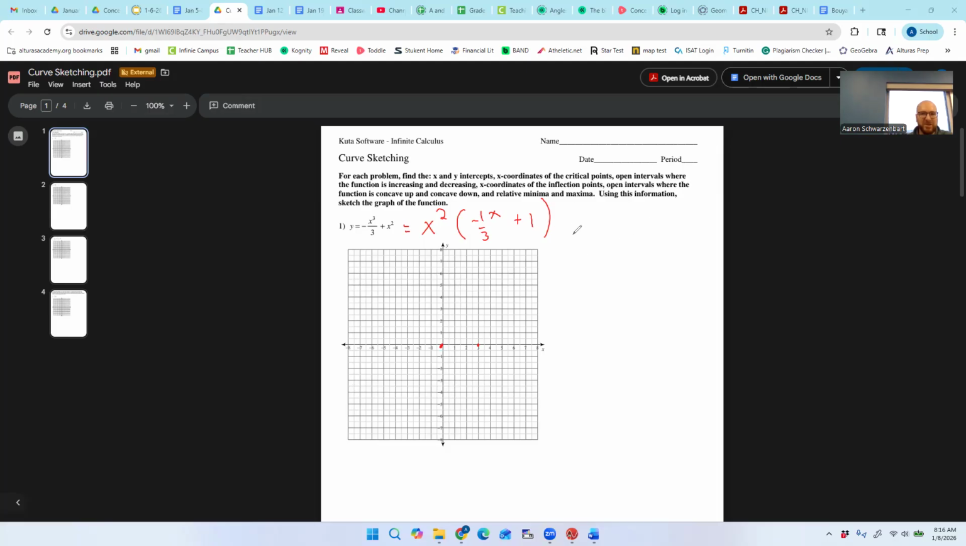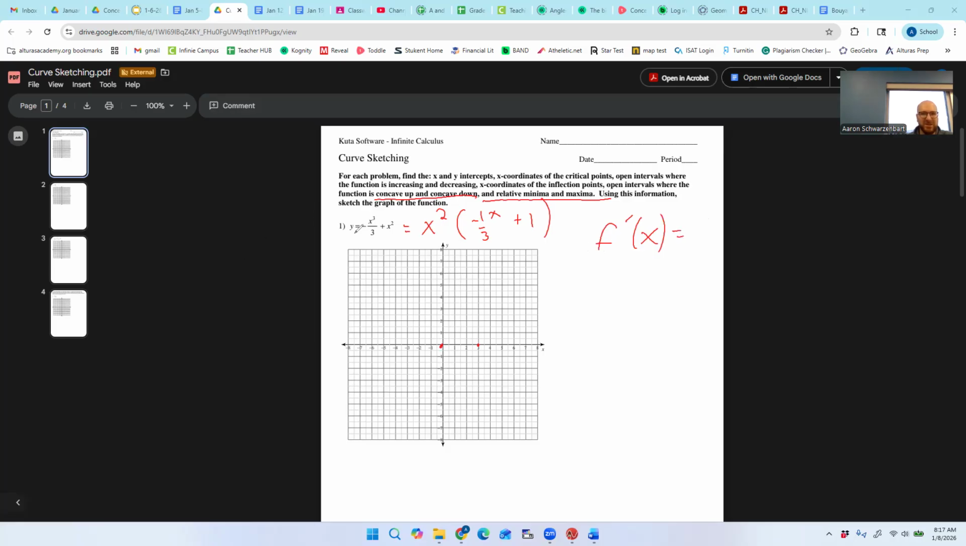The critical points are where the first derivative equals 0. And so those are going to be my maxes and mins. It's like critical points, relative maxima, concave up, concave down. Critical points are just going to lead us to those. So you don't have to be specific on that.